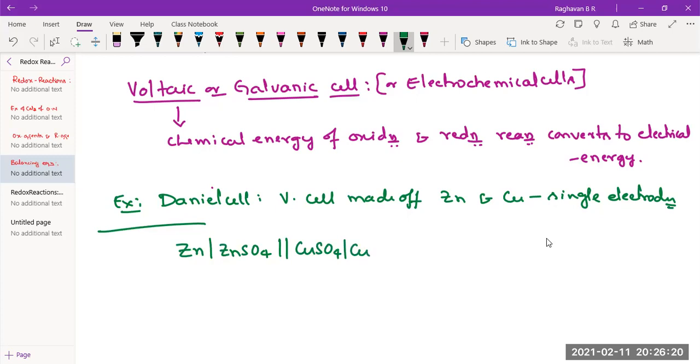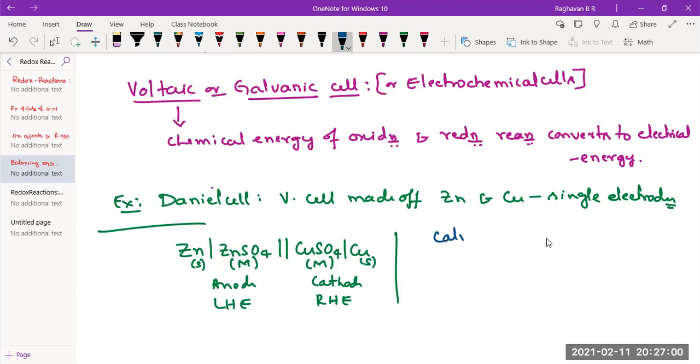Like this only you have to write. You write the formula so that metals are kept at the extreme ends. A single vertical line indicates physical state difference or phase difference. Two vertical lines indicate the salt bridge. You should write the molarity under the salt. It may be 0.5 molar, 1 molar, whatever. And this is solid. If it were a gas, you have to mention the pressure. So this is about how the Daniell cell is represented. Always the anode is written first. This is called the left-hand electrode. The cathode is then written, therefore it is called the right-hand electrode. Then comes, how do we calculate E cell? So, calculation of EMF or voltage.